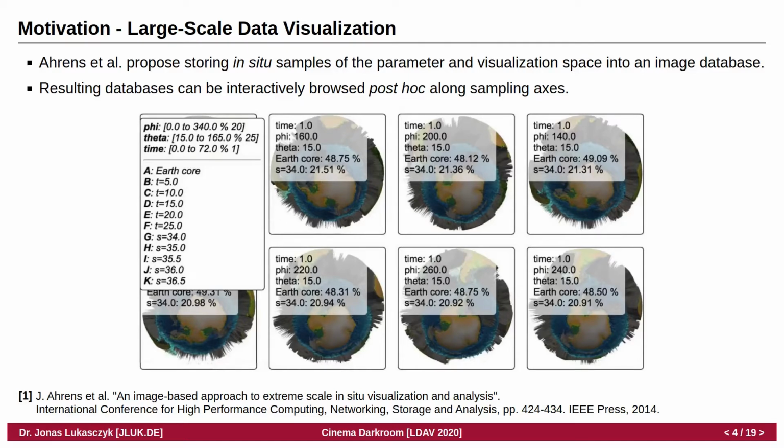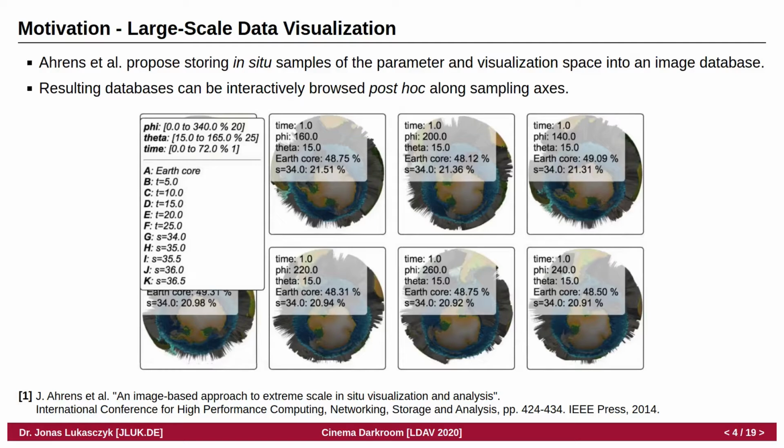Ahrens et al. proposed to solve this problem by generating visualizations at simulation runtime and then storing them in a so-called cinema database. Their approach is based on the rationale that no matter how big the data is, in the end visualization happens on a viewport with a fixed number of pixels. So they propose to store image samples of the parameter and visualization space, where the parameter space consists of different time steps, ISO values, persistence thresholds, and other analysis parameters, while the visualization space consists of camera positions, clipping planes, transfer functions, and other rendering-related options.